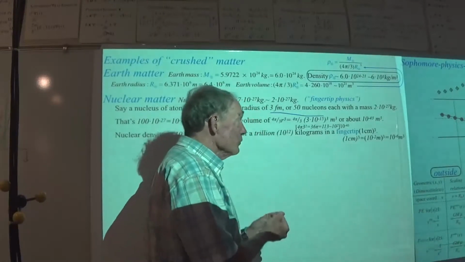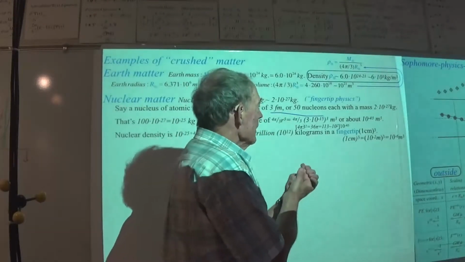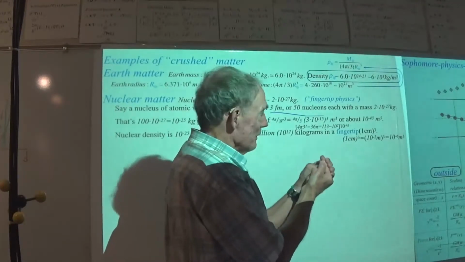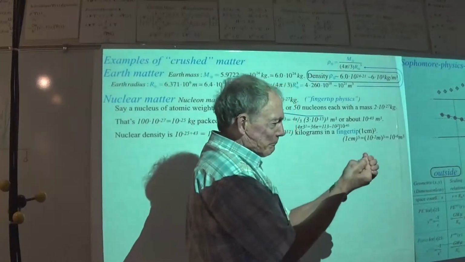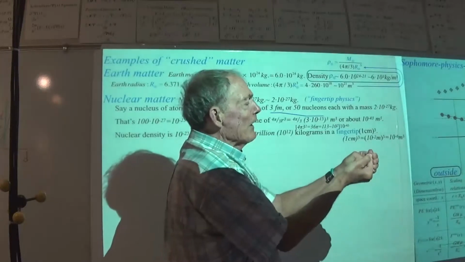And this is nuclear matter, not iron, okay? A trillion kilograms in a neutron star that's made out of nuclei.